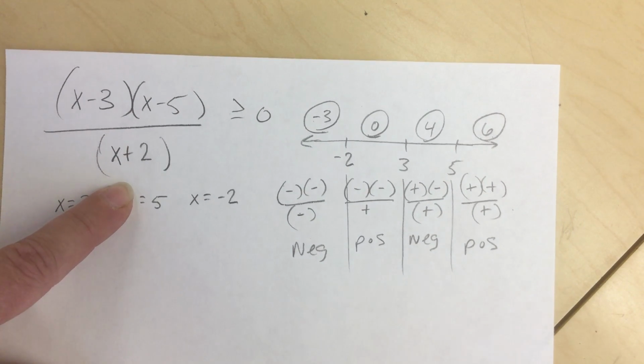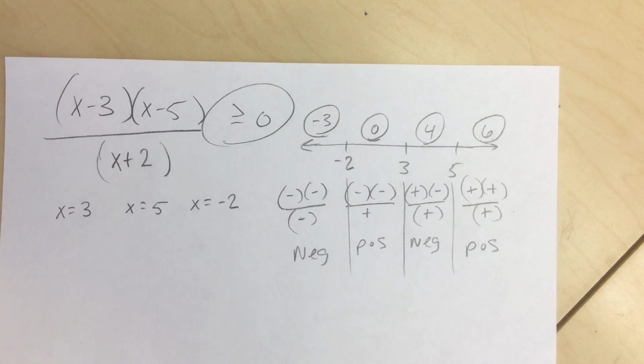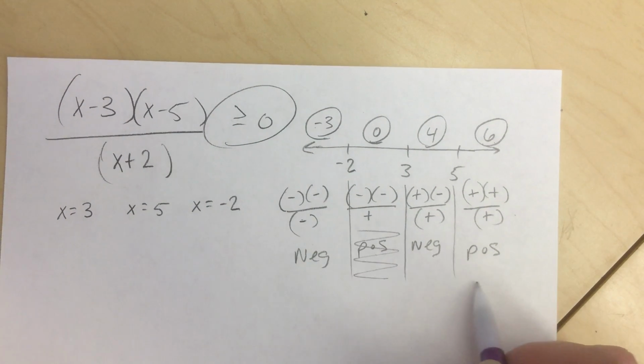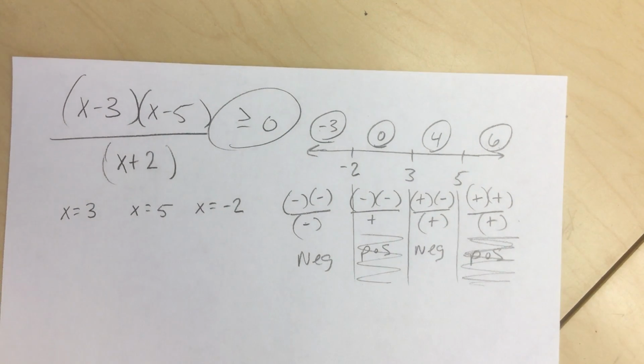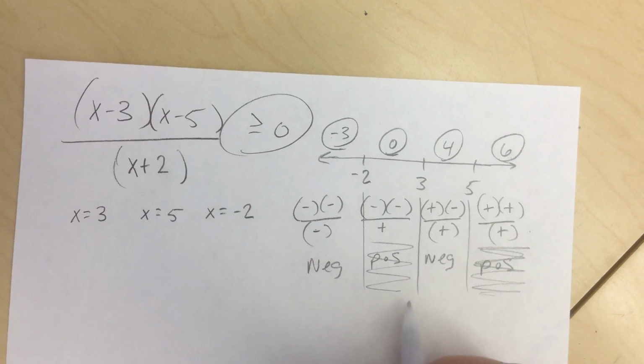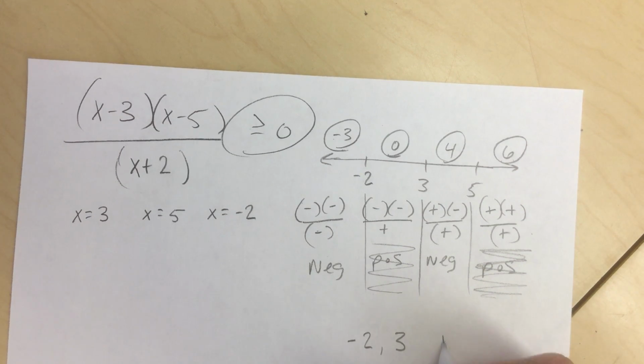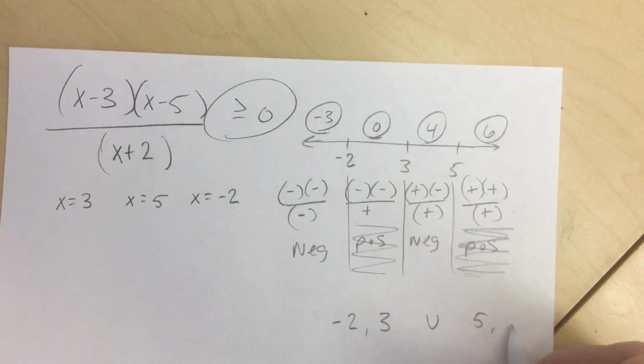Okay, now I'm looking for where it is greater than or equal to 0. So is that positive or negative? Positive. So I'm looking for this section and this section. Now we have to be careful here. We have something weird going on here with this x plus 2 in the denominator. My answers are going to start at -2 and go to 3, and then union 5 to infinity.